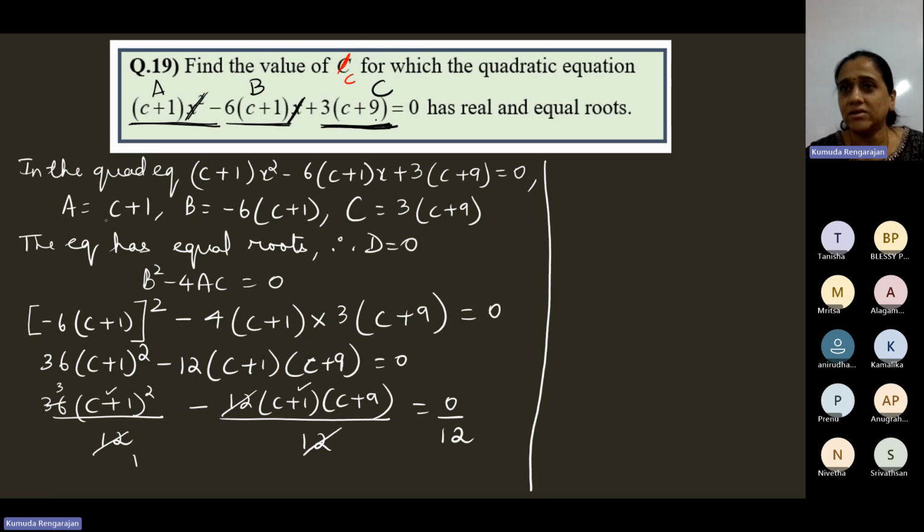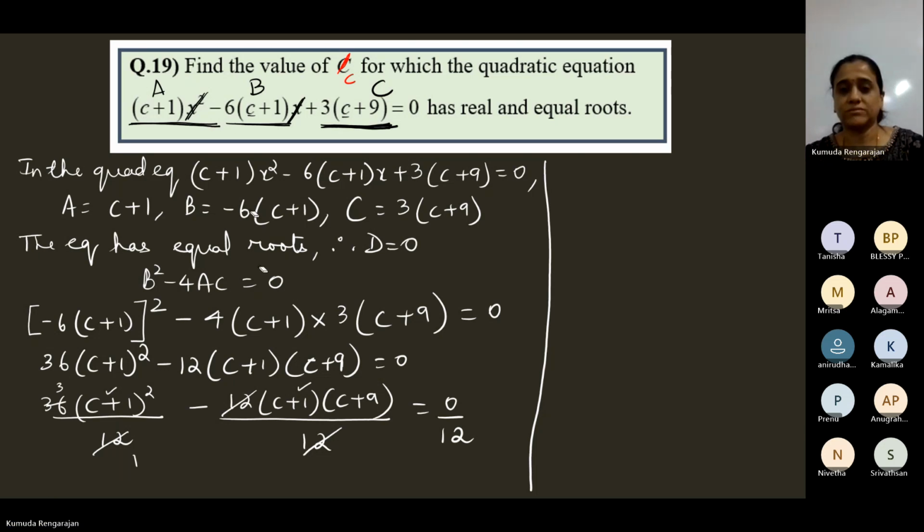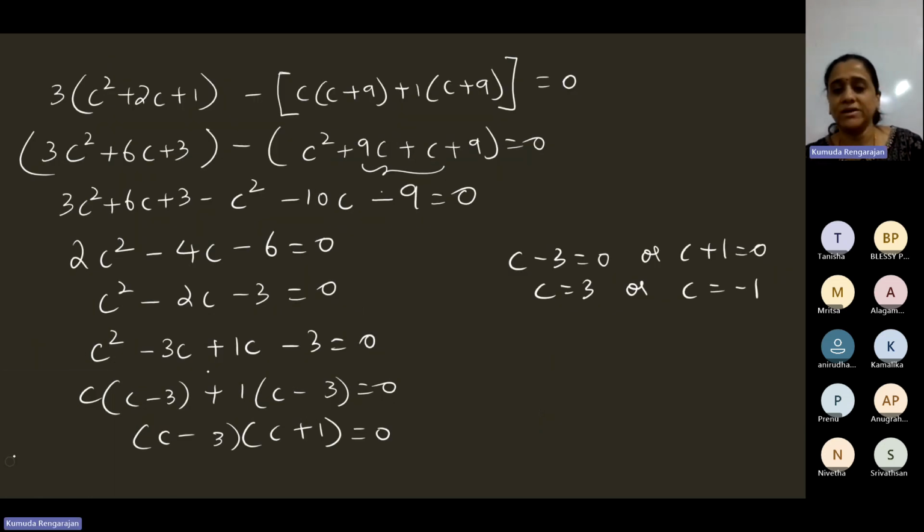Don't try in other places. Don't put c minus 1 in the x term or the constant term. Put it in the x square term. Don't try c value here or here. Try it with the coefficient of x square. So if c is minus 1, it will be minus 1 plus 1, 0 x square. That means x square term is gone. Then it will not be quadratic. So c is equal to minus 1 is not possible. Therefore, c is equal to 3. The value of c is 3.